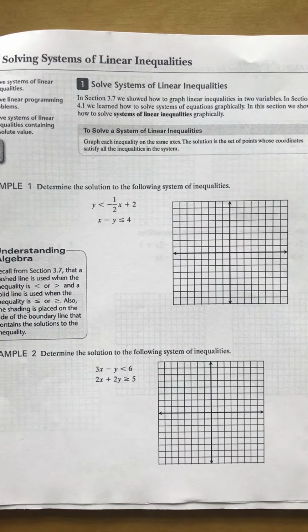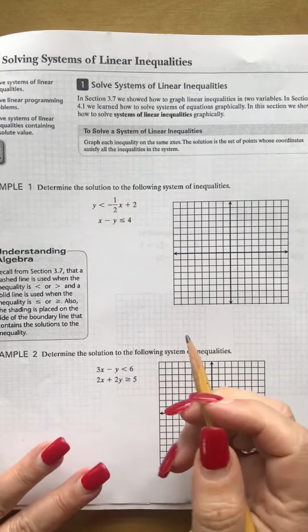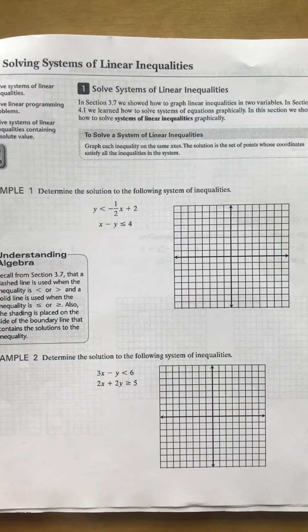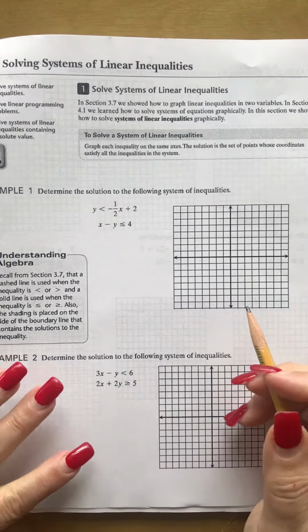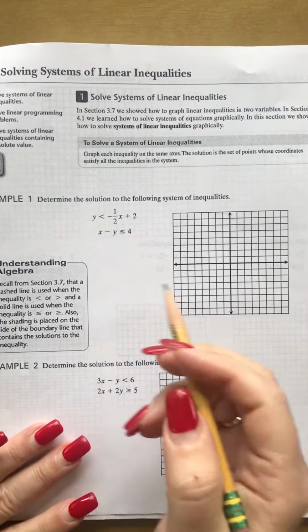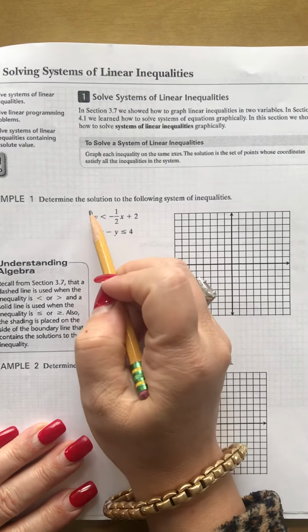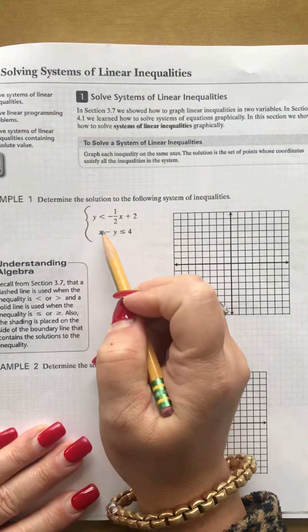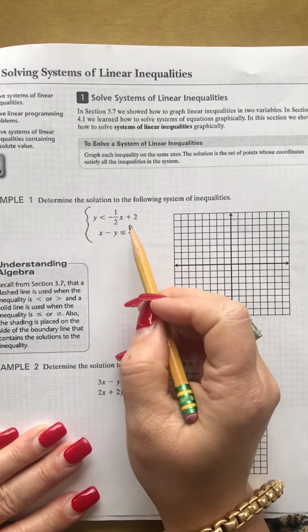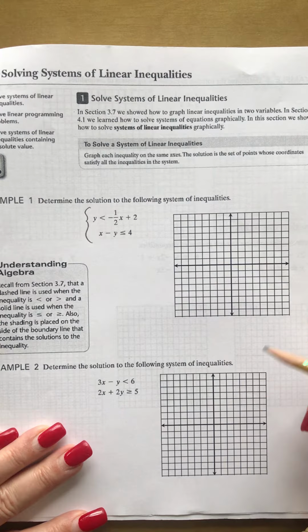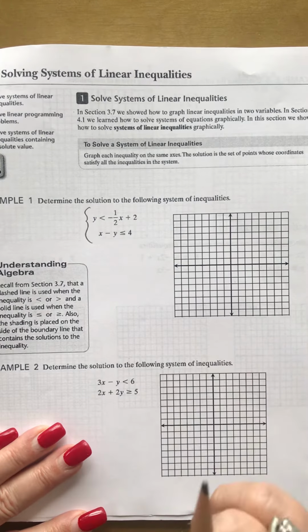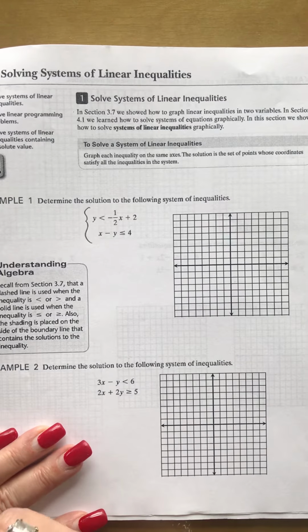In chapter 3, you learned how to solve linear inequalities, but only one linear inequality. In this chapter, chapter 4, you're solving a system of linear inequalities. So let's talk about what a system looks like. You have two inequalities. What you're going to do is graph each one separately, and the region where they both intersect would be the solution to the system.